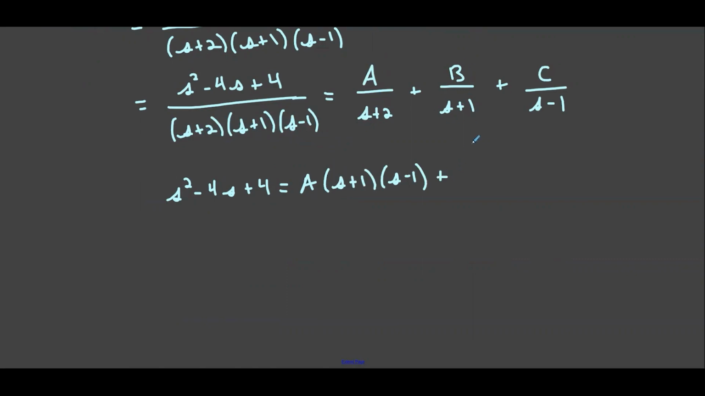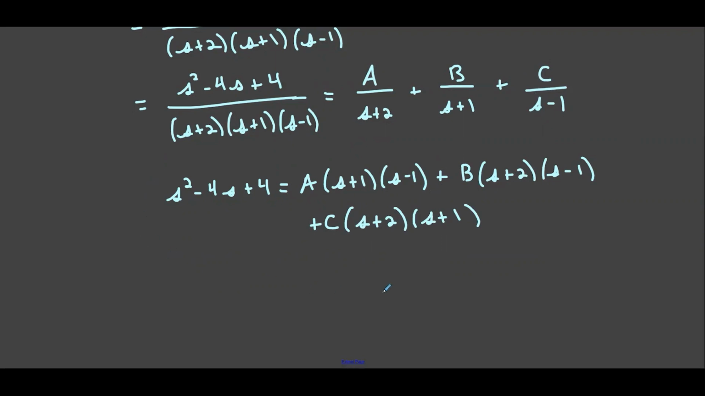When I multiply times the second term, the s plus 1's will cancel, and I'll have b times s plus 2, s minus 1. And then times the last term, the s minus 1's will cancel, and I'll be left with c times s plus 2, s plus 1.